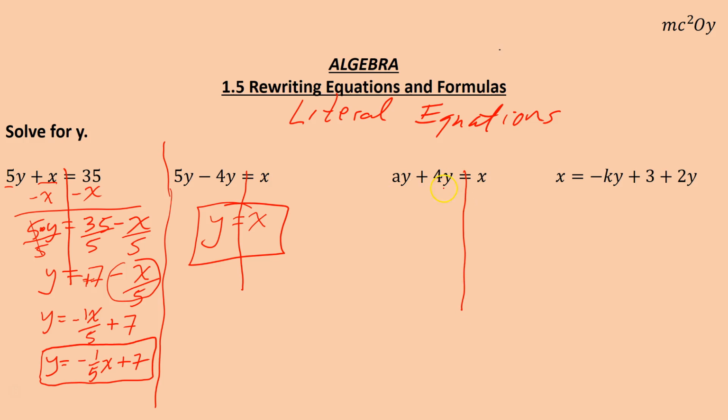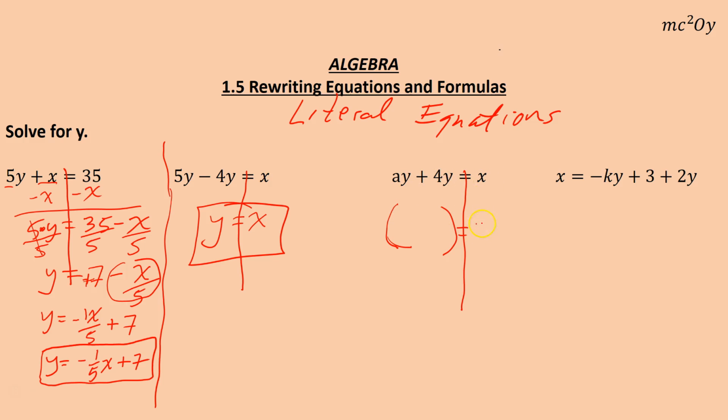But there are times when you can't put the like terms together. So ay and 4y, you can't put them together. In that case, since there's y in both of them, what you're going to do is undo the distributive property. We've done the distributive property a lot so far. Okay, we're going to undo it.